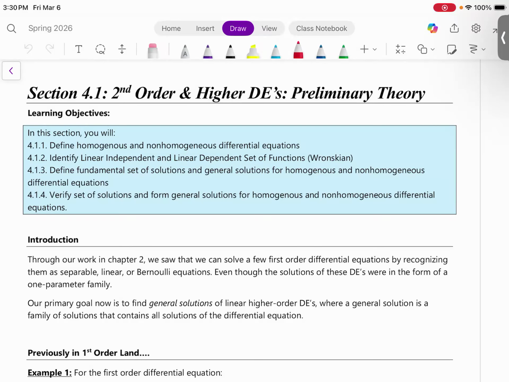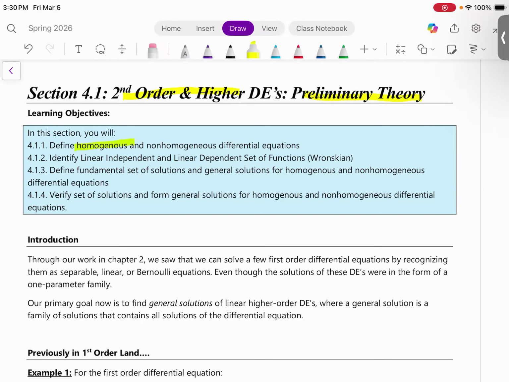In this section, we're going to start our journey of looking at second order or higher differential equations and just learn some preliminary theory of how to find solutions of second order or higher differential equations. So we have quite a few learning objectives for this section.